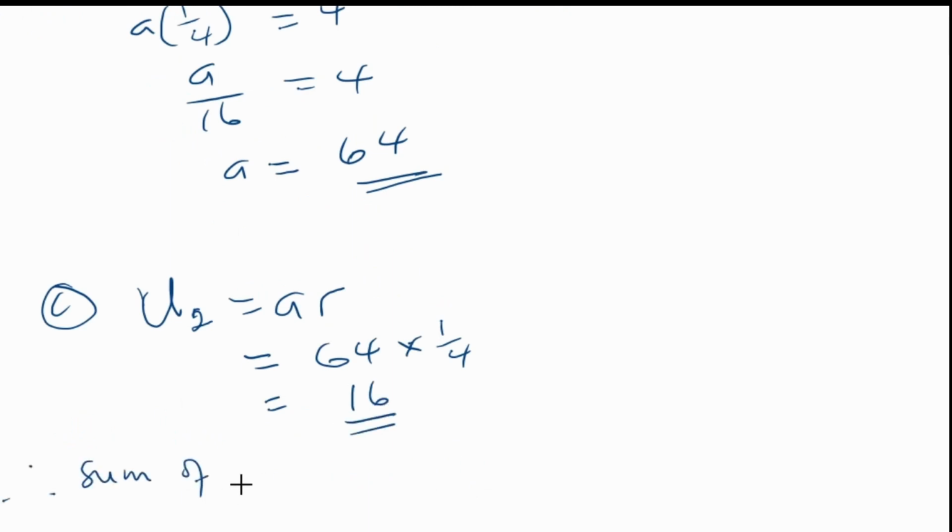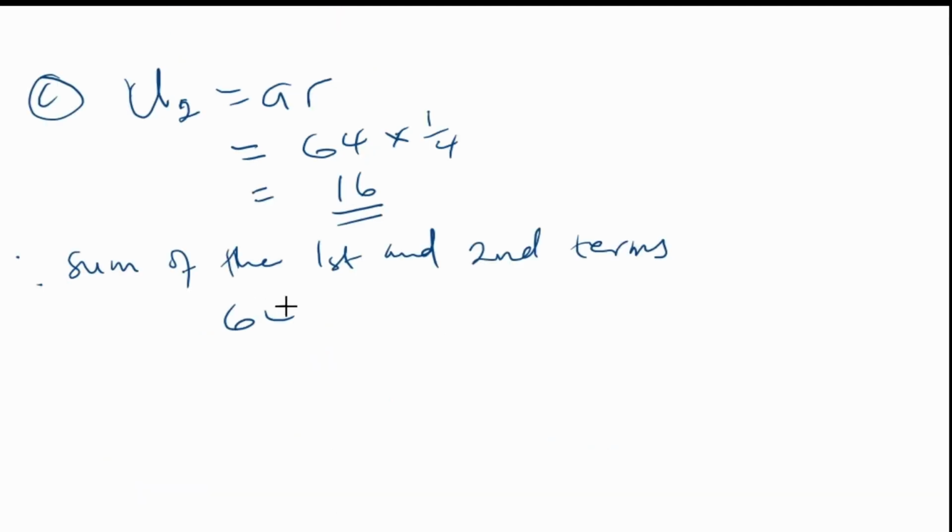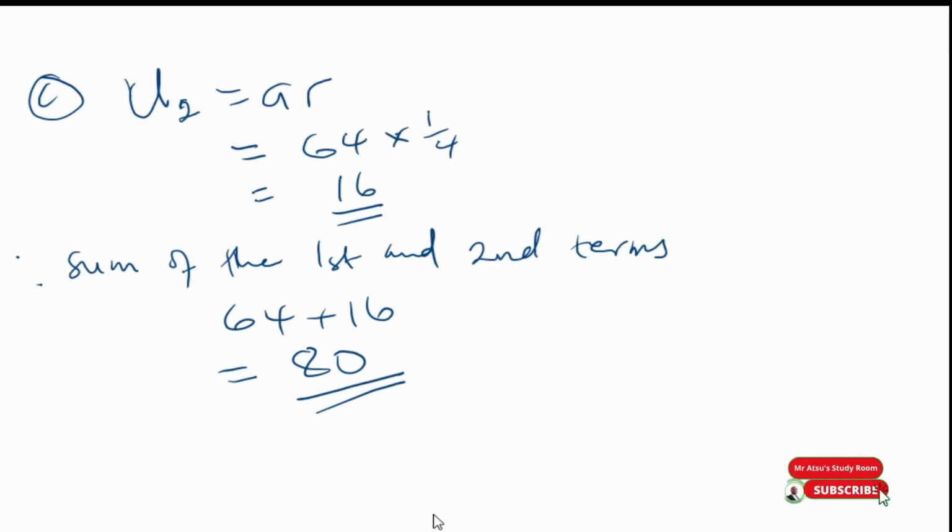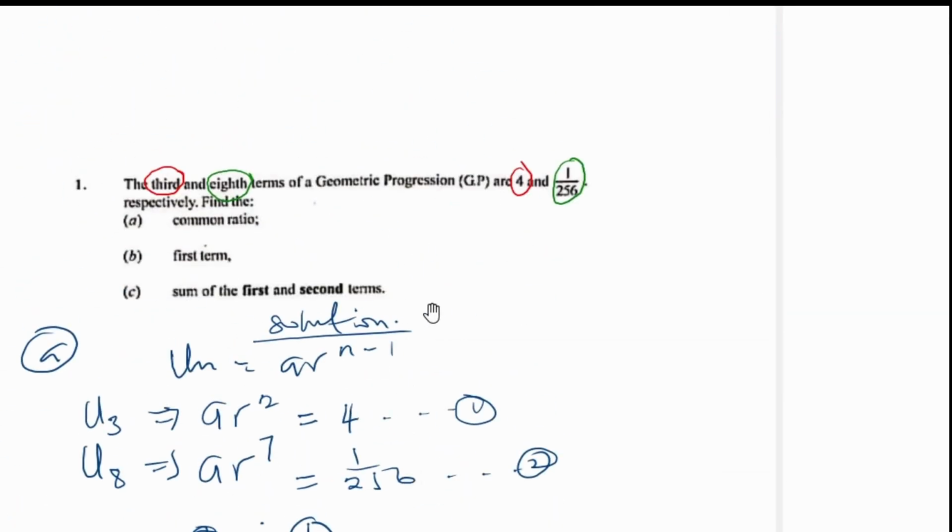Now that we know the first and the second term, we can conclude that the sum of the first and the second term is 64 plus 16, which will give us 80. And that is the solution to C. The sum of the first and second term is 80. And that's the end of the first question. Let's now go to the second question.